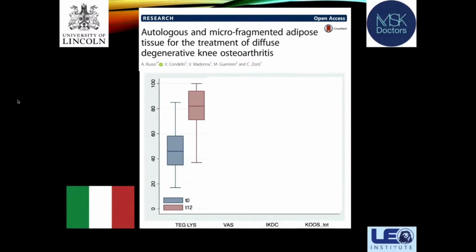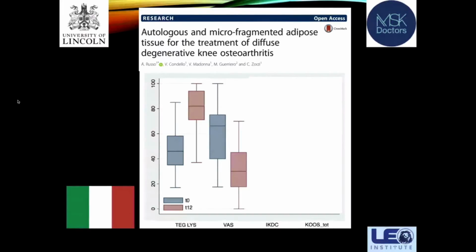Now, the first one that I want to show you is the Lysholm score. The Lysholm score is usually used to measure how active people are after soft tissue injury, and sometimes we use it for measurement of how active people are after ACL surgery. You can see the graph here, T0 was before the treatment and T12 is 12 months after the treatment of fat injection. You can see the Lysholm score has improved on average 31 points, which is a significant jump.